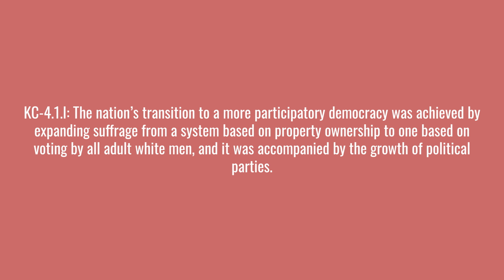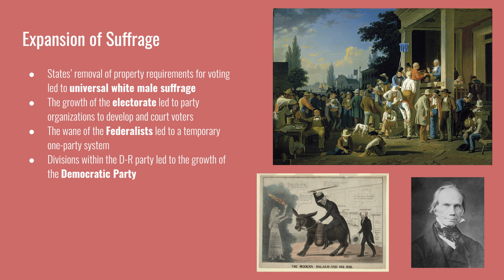The next key concept focuses on the expansion of suffrage. The nation's transition to a more participatory democracy was achieved by expanding suffrage from a system based on property ownership to one based on voting by all adult white men, and it was accompanied by the growth of political parties. The removal of property requirements by the states leads to what is called universal white male suffrage. That means that all white male adults are able to vote.